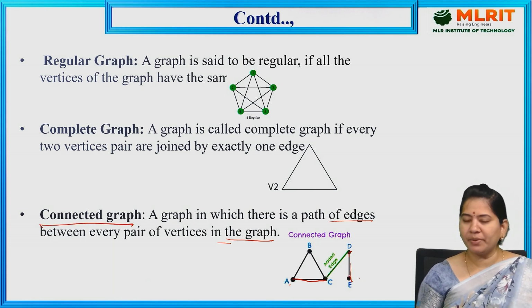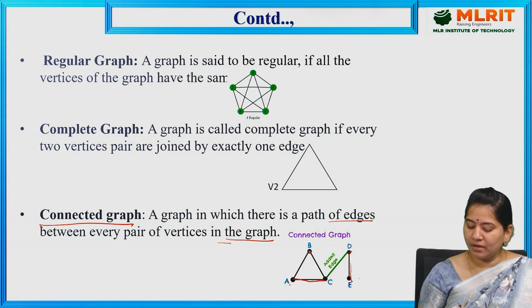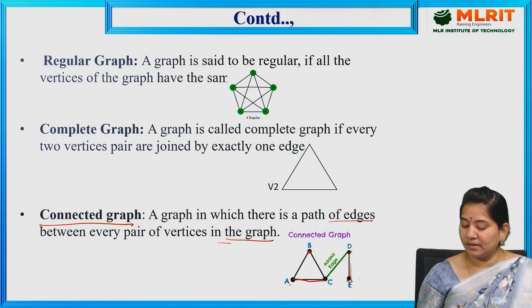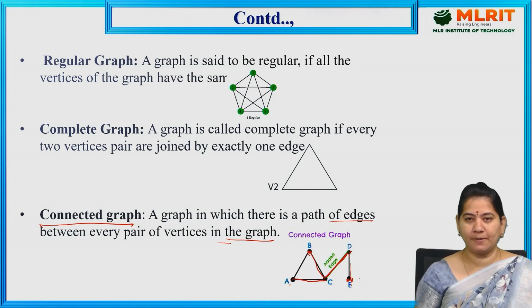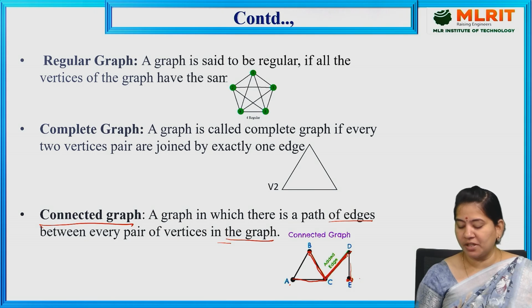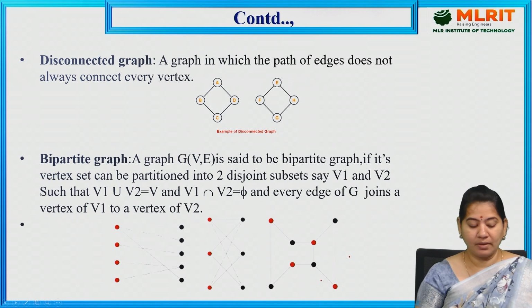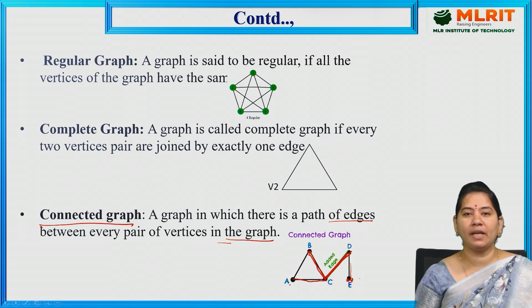So not only from A to E, let us suppose I am taking B as a source and E as a destination. I want to move from B to E. So definitely B to C, and if there is no edge from C to D, I cannot move to E. Why? Because I don't have any other option here. So to go from B to E, definitely I should have a path from C to D. If I have that path, then this graph is called a connected graph. Otherwise it is not connected, we can call it a disconnected graph.